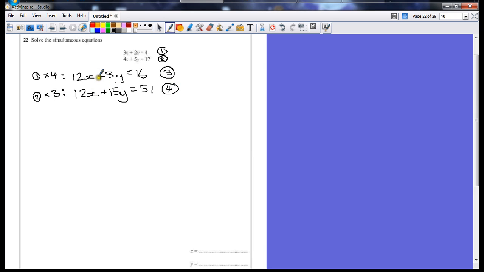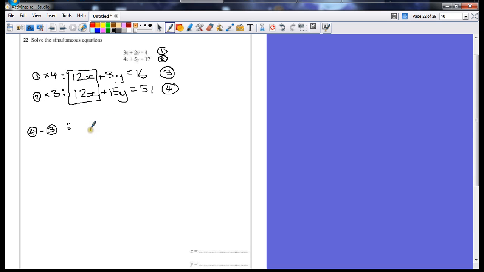Now, this is a slightly tricky part. If I added those two together, I'd get 24x. So I'm going to take one of the equations away from the other one to cancel out the x values. These are the ones I'm trying to get rid of now. If I do equation 3 take away equation 4, I'm going to end up with 8y take away 15y. It's going to give me negative numbers. So I'm going to do it the other way around just to make sure that I keep my numbers positive when I can. So I'm going to take away the top equation from the bottom equation.